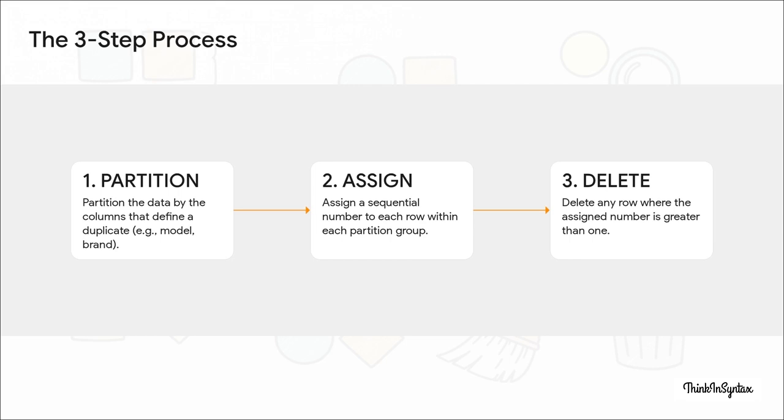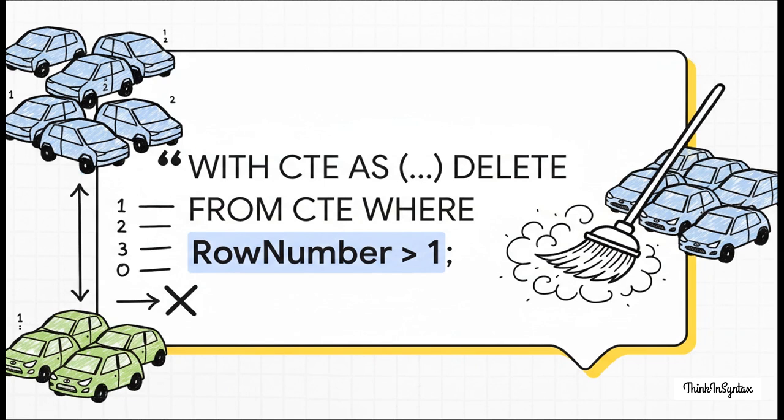Step 2, we use row numbering to slap a unique number on each row inside those groups. And step 3, we just delete any row where that number is bigger than 1. Boom, done. And here is that exact logic in action. That partition by clause, that's the secret sauce right there. It tells the database to create a little group for the Teslas and another little group for the Hyundais. Then row_number comes in and labels them 1 and 2 inside their own groups. So the final delete command is super simple. Just get rid of anything with the number 2. It's clean, it's efficient, and it just works.